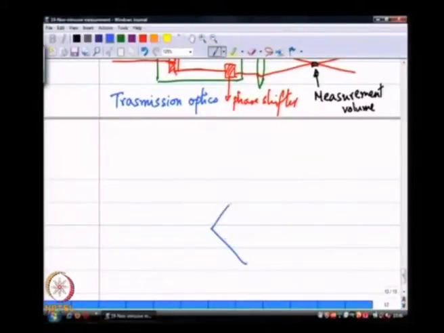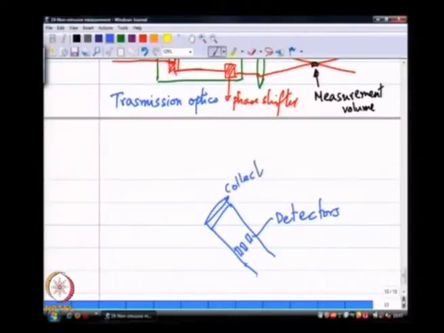construction involves 3 detectors that are separated physically in space. So, these are 3 detectors with an appropriate lens in the front. This is called a collection lens. In relation to this, I may place the transmitter over here.